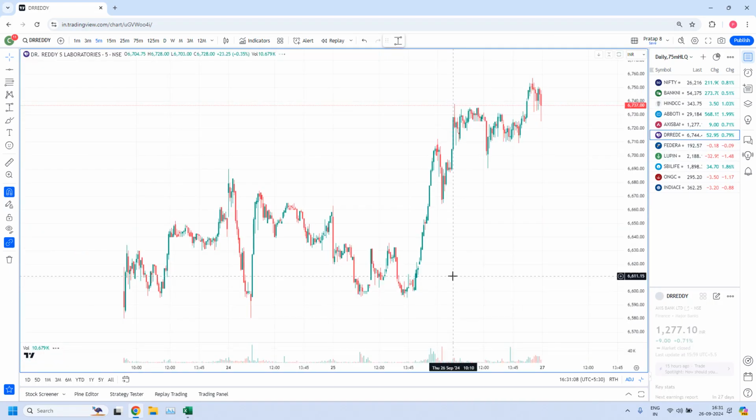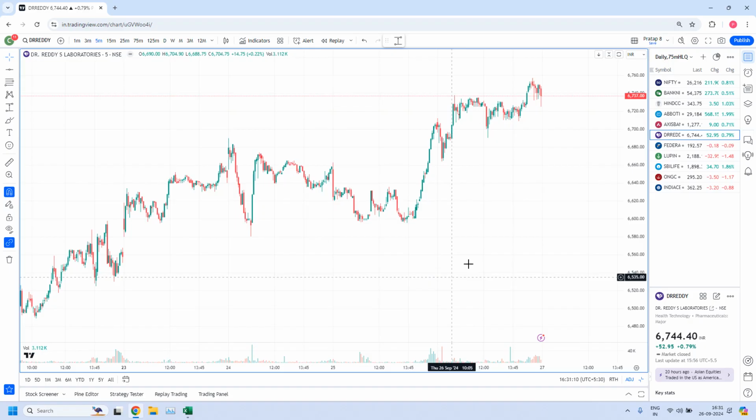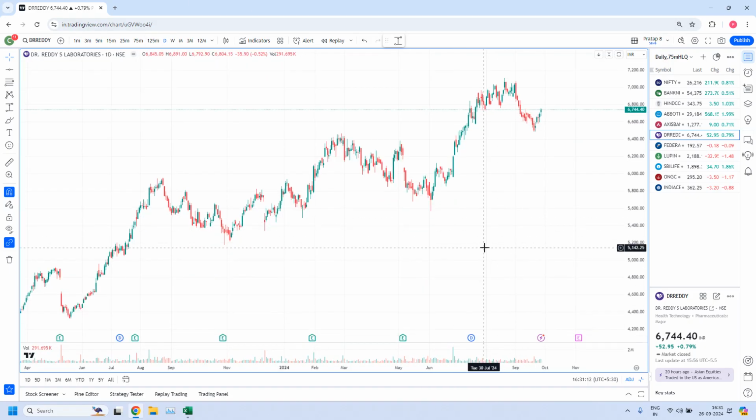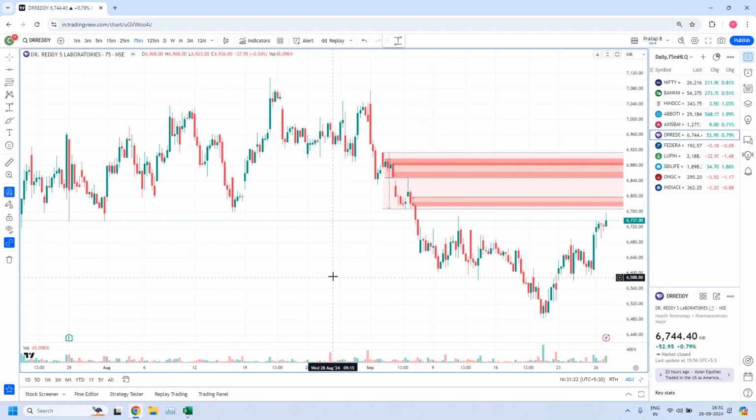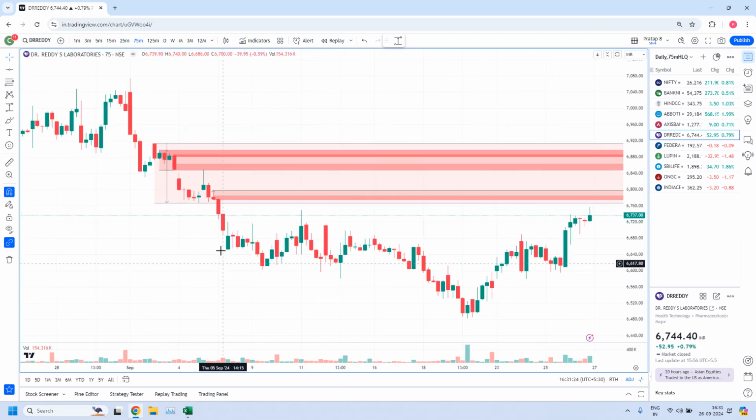Okay, next one is Dr. Reddy's Lab. This is also a daily high liquidity supply zone. We have a drop, 2 base candles and a drop candle. This area I fine-tuned with the 75 minutes time frame. Identified 2 75 minutes order flows. One is a drop base drop, another one is a drop base.